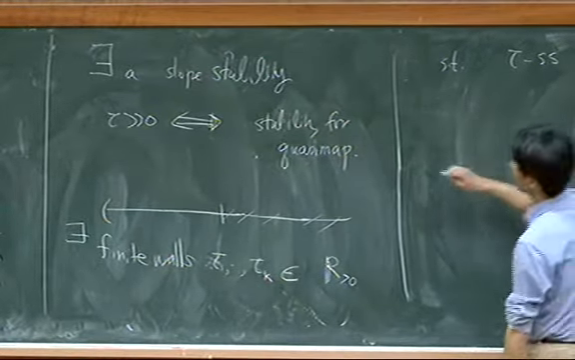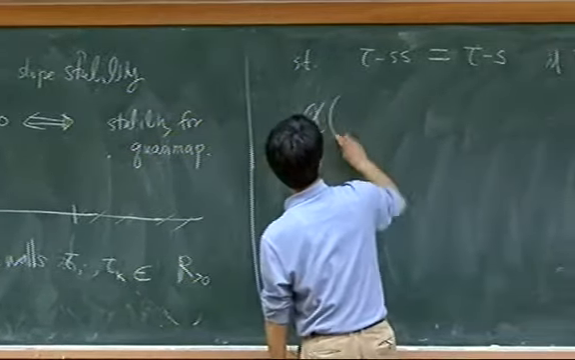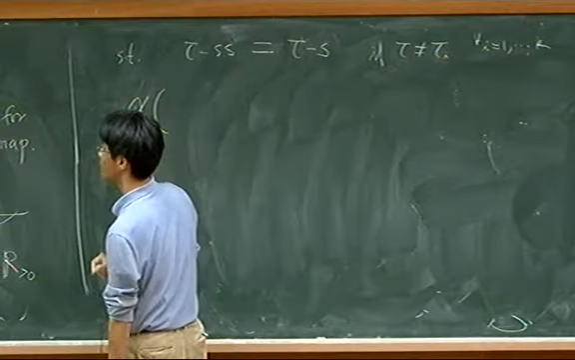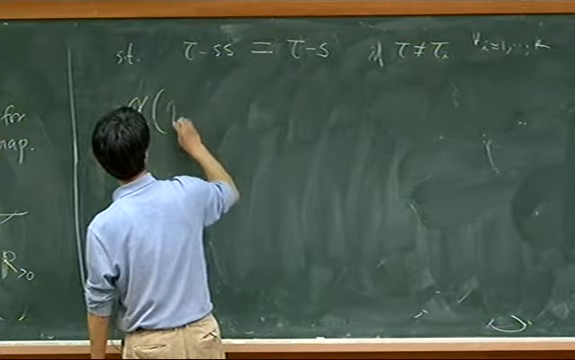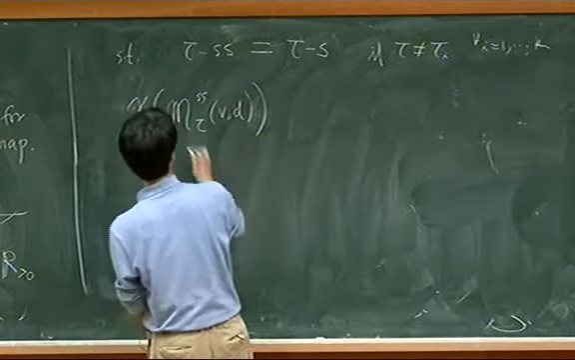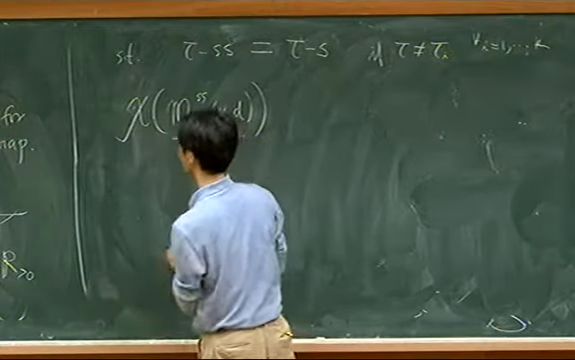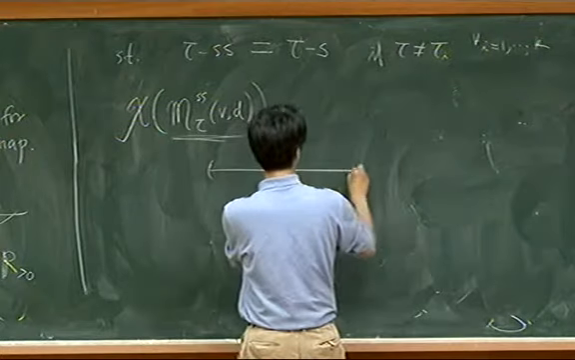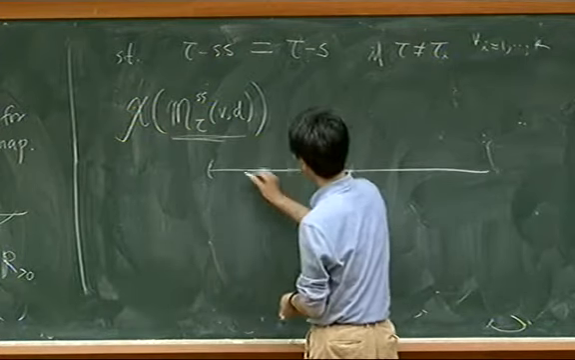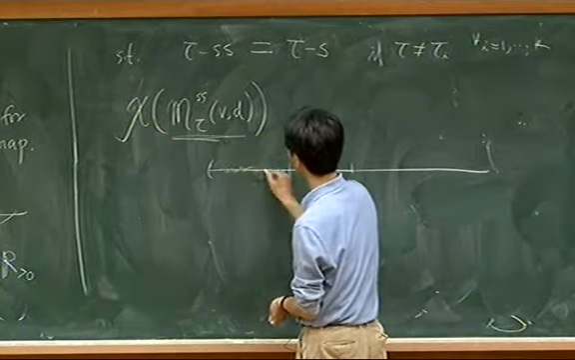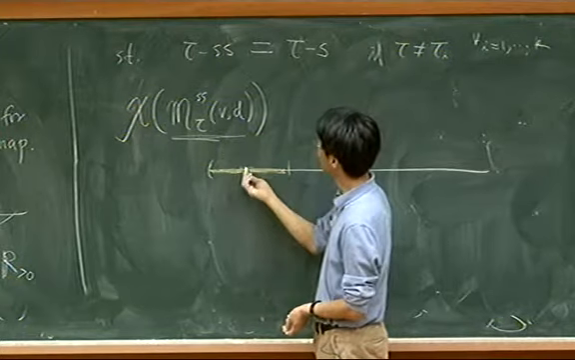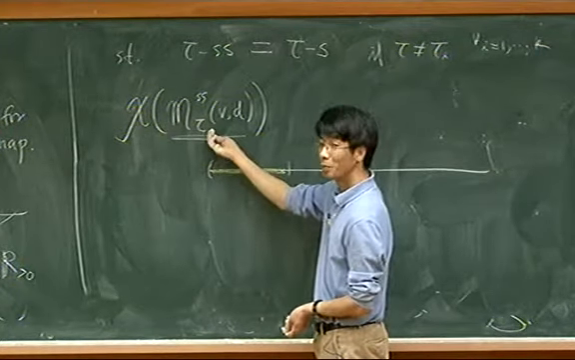And now what I want is to compare the Euler numbers of that moduli space M as tau varies. So suppose we have two walls like that. When tau varies in this interval, this moduli space remains the same.